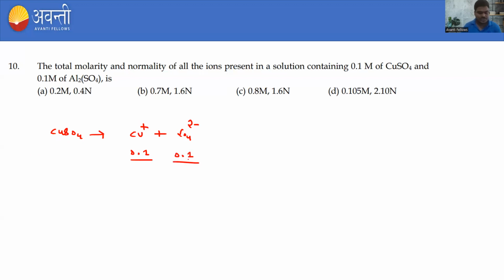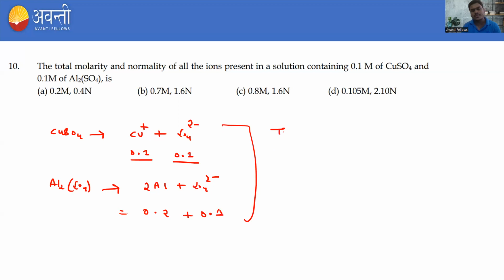ठीक है? तो दोनों का 0.1, 0.1 मोल दिया. Similarly, when the aluminum sulfate dissociates into 2Al and SO4 2-. So again 0.1. So this will give 0.2 and this will give 0.1. Okay. So can you say, what is the total number of moles? So the total number of moles comes out to be 0.1 plus 0.1 plus 0.2 plus 0.1.